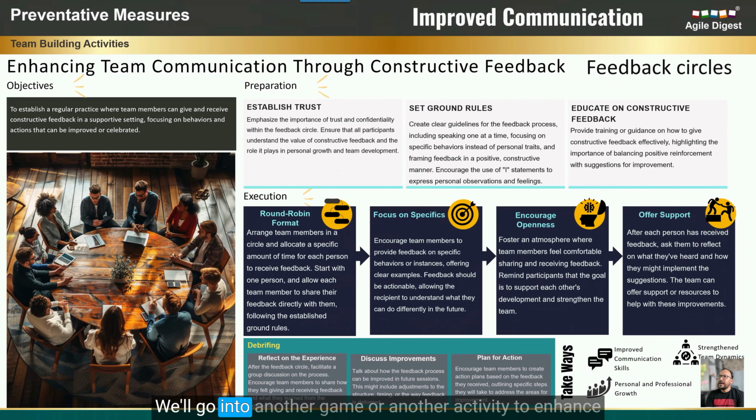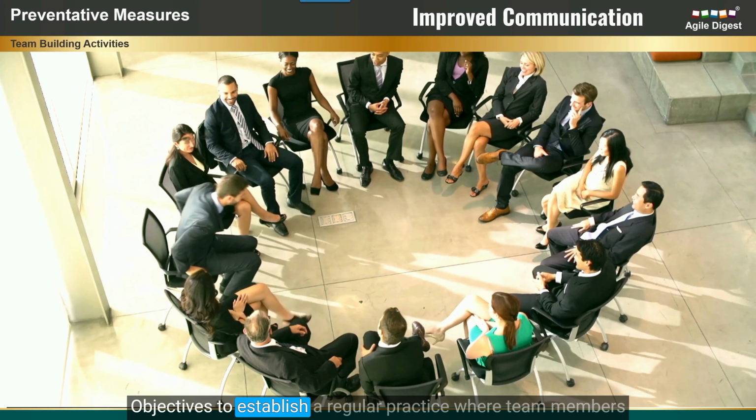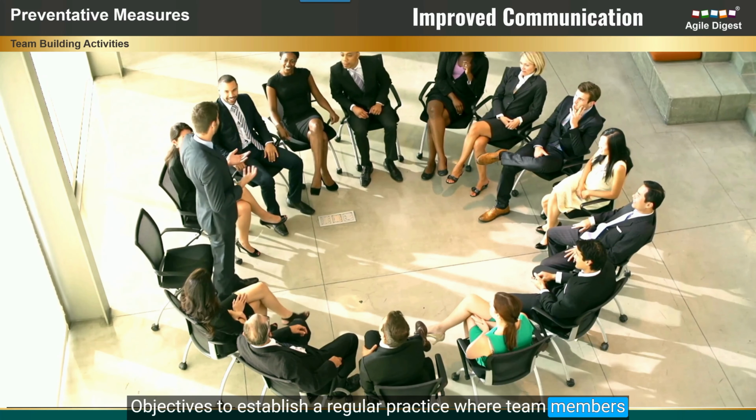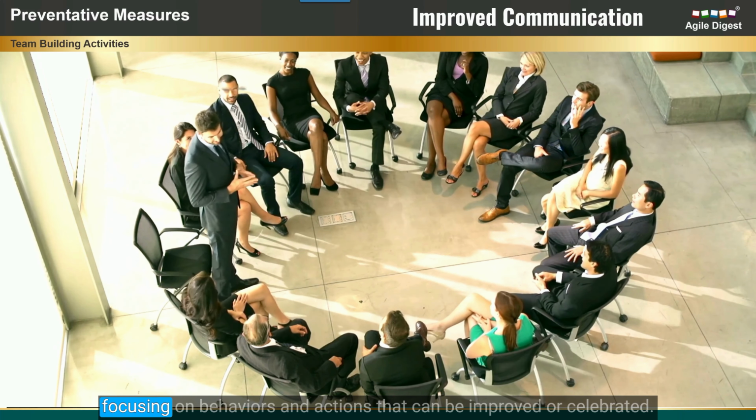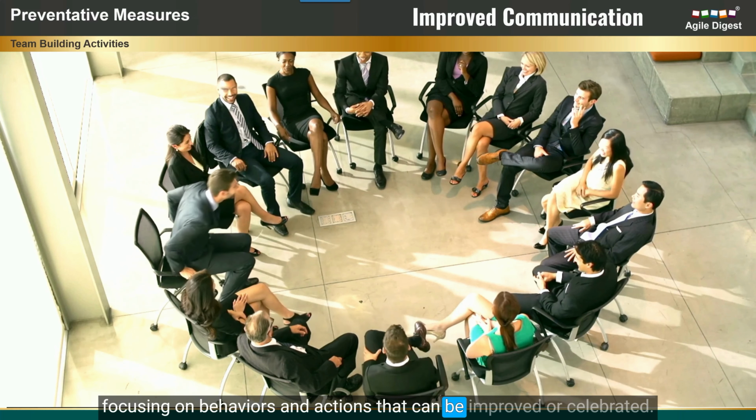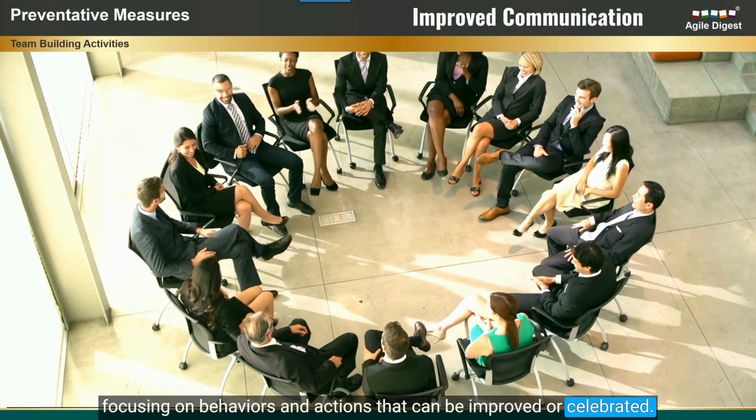We'll go into another game or another activity to enhance team communication through constructive feedback. We call it a feedback circle. The objective is to establish a regular practice where team members can give and receive constructive feedback in a supportive setting, focusing on behaviors and actions that can be improved or celebrated.